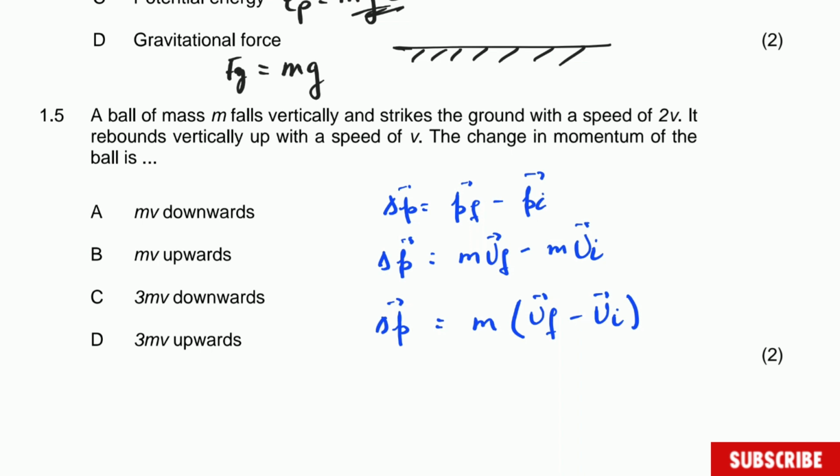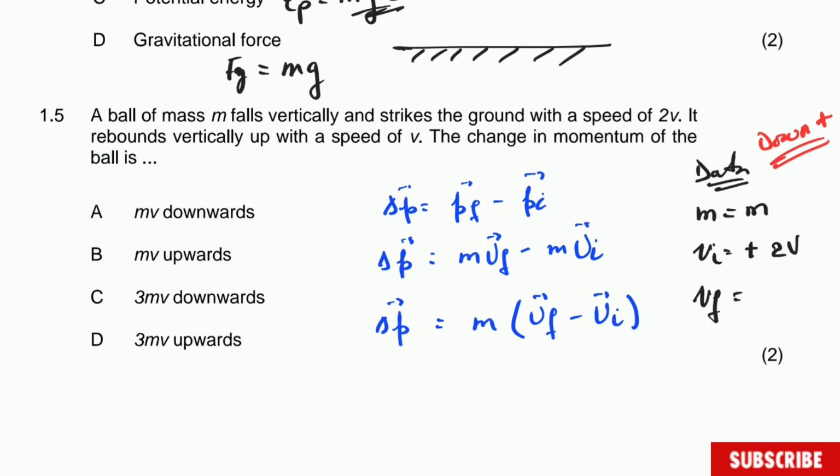This is how we calculate the change in momentum. Now, what do we have in this question as the data? The mass is m. Note that the object is going to move in different directions. It's going to move down, and then bounce back. So we have to select a direction as positive, and it's either one. For us, let's say down is positive. So the initial velocity is going to be positive 2v. It's given to us like that. It bounces vertically up with the speed of v. So the final velocity is v, but because it's up, it's going to be negative. And we are looking for the change in momentum. That is the question mark.